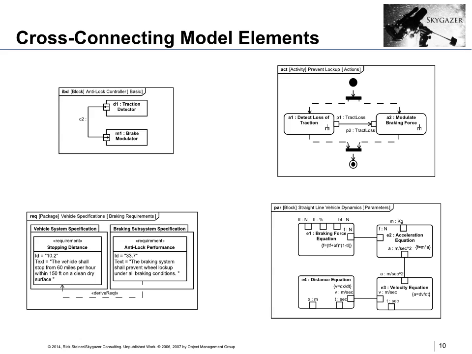Here I have an IBD, an internal block diagram, that is showing the traction detector and brake modulator in context of the analog controller. I'm showing an activity diagram, which you've already seen before. I'm showing a requirements diagram and a parametrics diagram, etc.